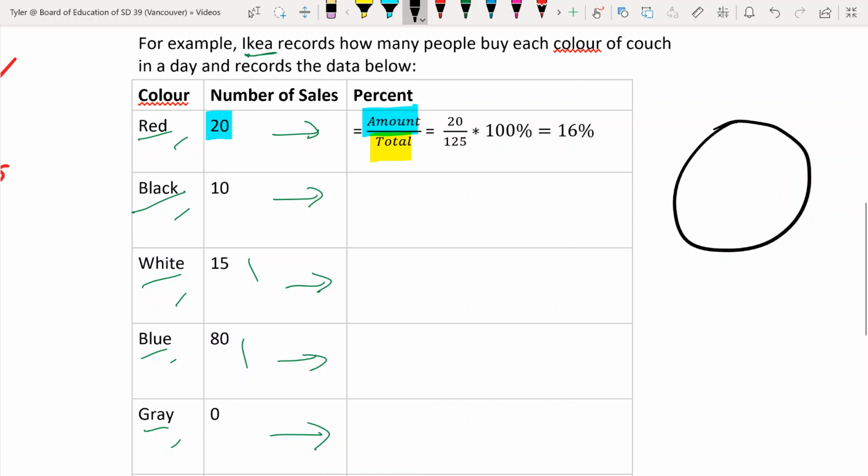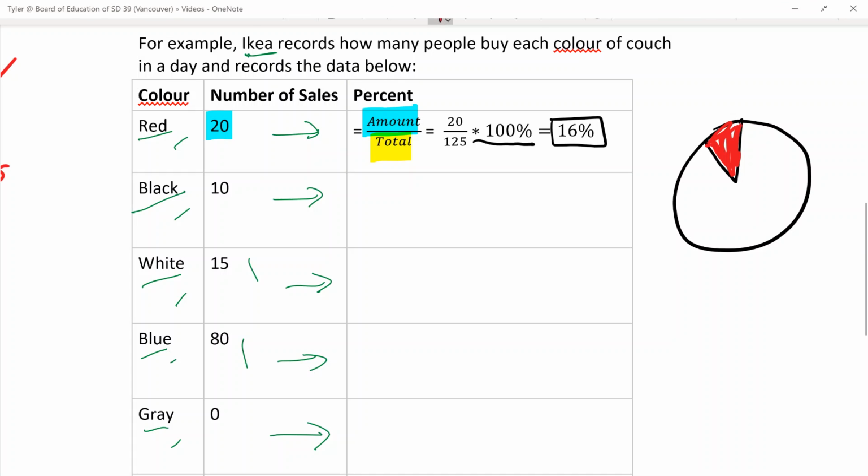So when we actually do that math, 20 divided by 125, we also have to multiply by 100%. If you don't, you'll end up with weird decimals like this, which doesn't really make sense. So when I do that, 20 divided by 125 times 100% gives me 16%. 16% on a chart, I know that's something like that. That's how many people bought red couches. So not a huge chunk, but not like a 1% either. We do the same thing for the rest of the charts.